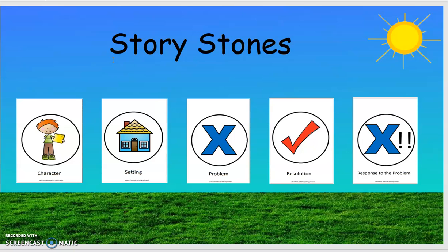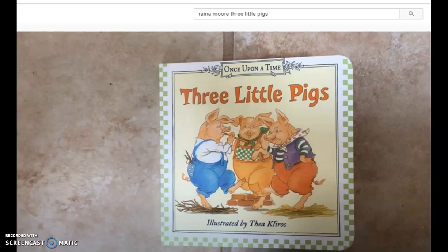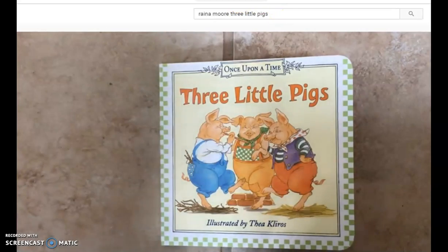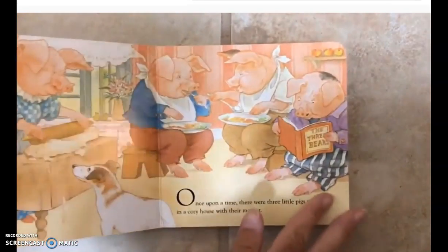All right, let's get into the story. All right, boys and girls, I am into the story The Three Little Pigs. You ready with your story stone?